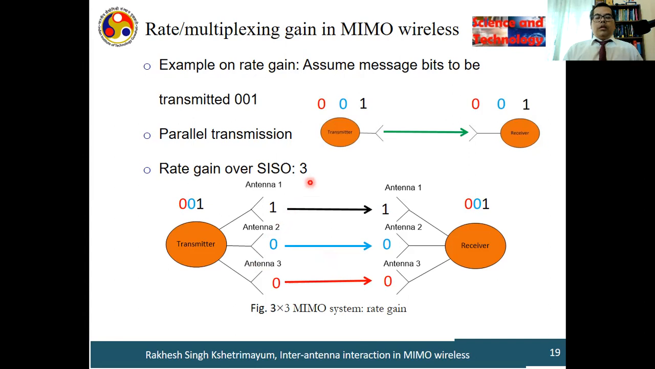So with respect to the traditional wireless communication system, MIMO wireless will have a higher data transfer rate because of simultaneous transmission from all the antennas at the transmitter, and the receiver will receive all the signals. So this parallel transmission gives you what is called rate gain. People call this also multiplexing gain. We call it rate gain because we see that there is a gain in the rate of transfer by employing a MIMO system.